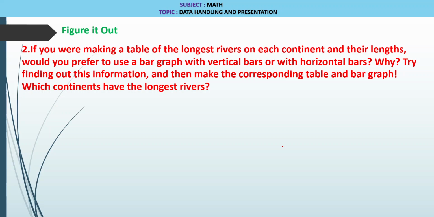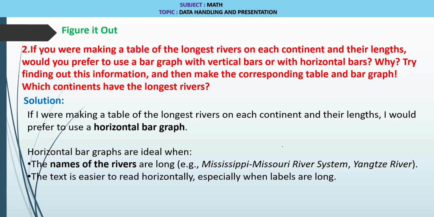Second question. If you were making a table of the longest rivers on each continent and their lengths, would you prefer to use a bar graph with vertical bars or horizontal bars? Why? Try finding out this information and then make the corresponding table and bar graph. Which continent has the longest rivers? Solution. If I were making a table of the longest rivers on each continent and their lengths, I would prefer to use a horizontal bar graph. The reason for horizontal bar graphs is that the names of the rivers are long, for example, Mississippi, Missouri River. The text is easier to read horizontally, especially when the labels are long. So I prefer horizontal bars.